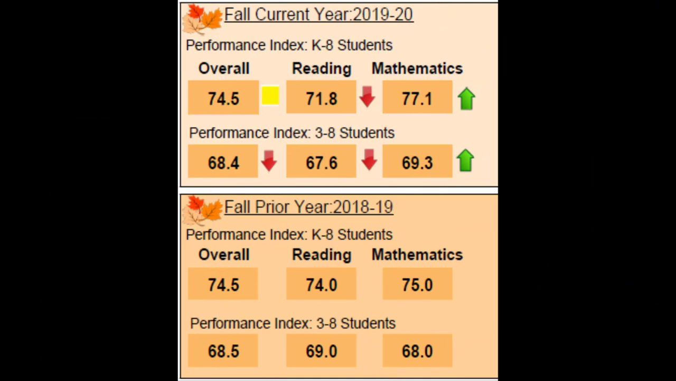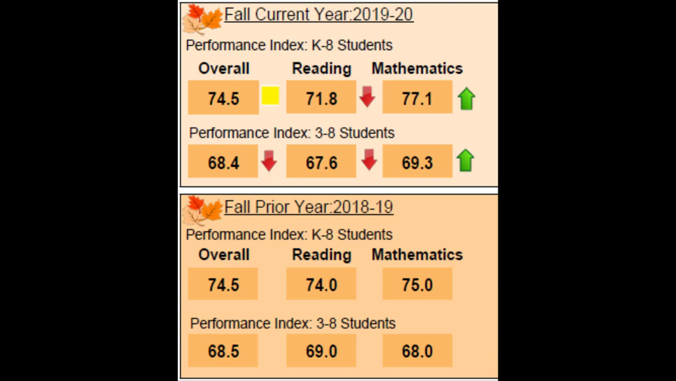One of the first sections you'll see on your report will be the performance index calculations. And there are two sets for each term of the calculations. The first set will take all students in grades K through 8 and calculate an overall performance index, a reading performance index, and a mathematics performance index.